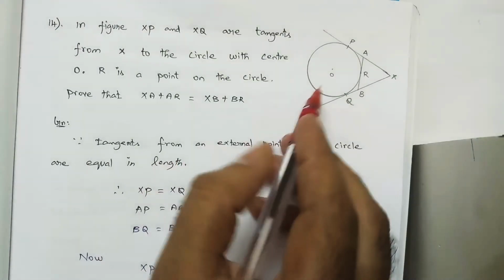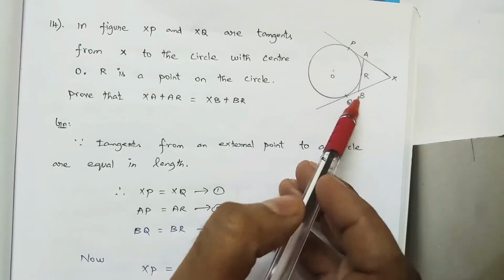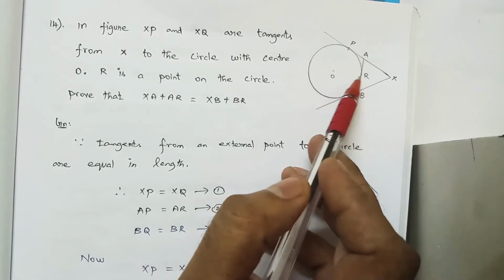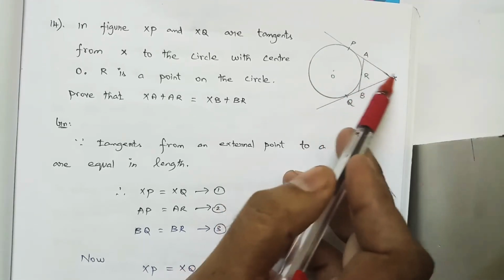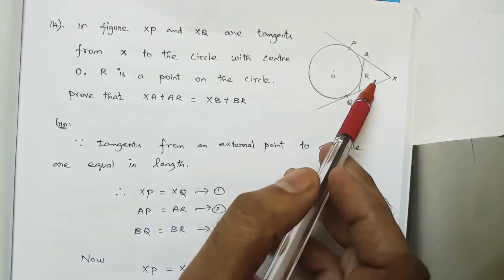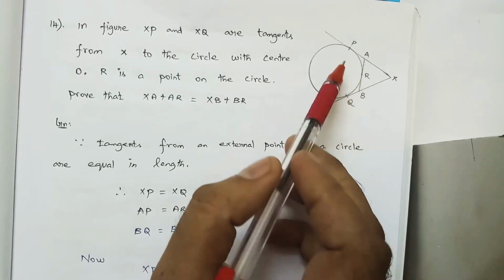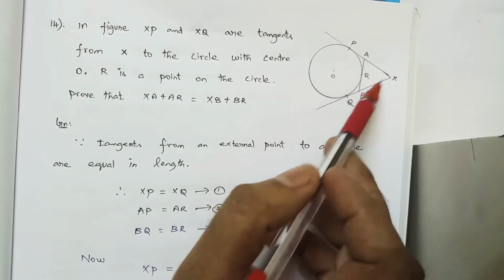Another proof, with the same model. Here XAB is nothing but a triangle, with the side AB touching the circle at the point R, while we are extending the sides XA and XB to P and Q. Here we are having 3 external points. What are the 3 external points? X, A and B. And the points of contact are P, Q and R. So we are having 3 tangents.